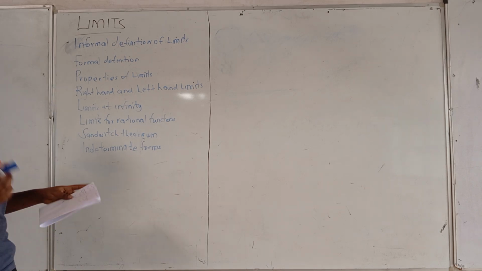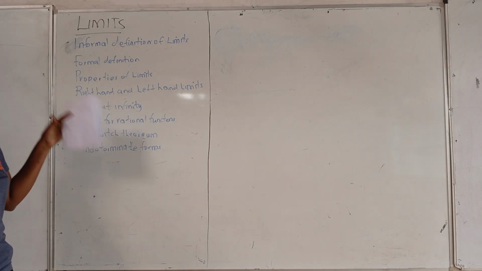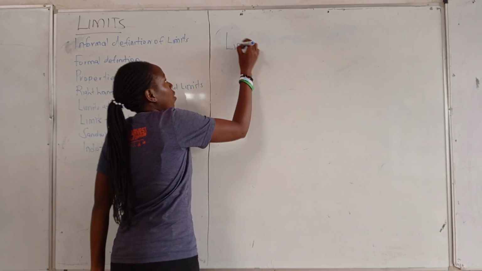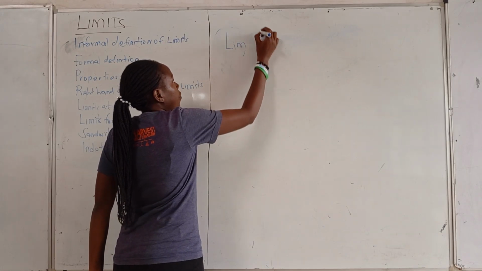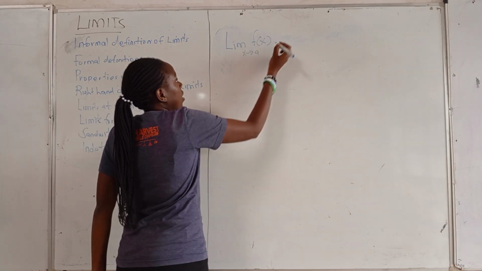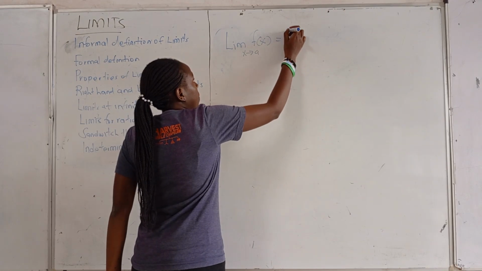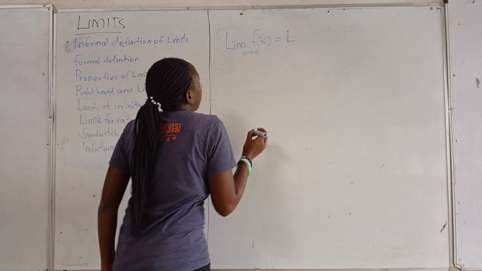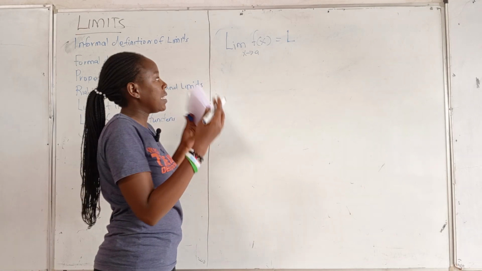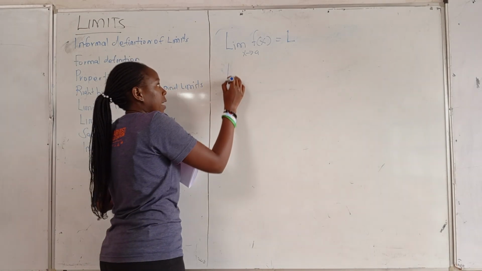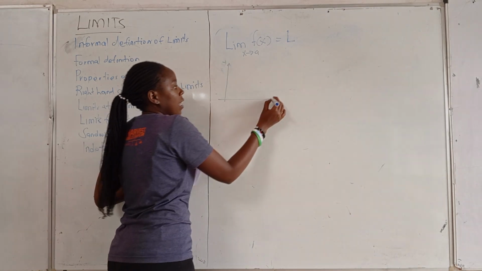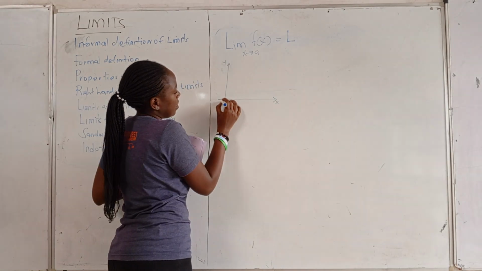So to start you off, I'm going to write the general way of expressing limits. So limits say that the limit of f of x as x approaches a is equal to L. Okay, so to explain it graphically, I'm going to draw my Cartesian plane over here, and this is y, and this is x, and this is 0.